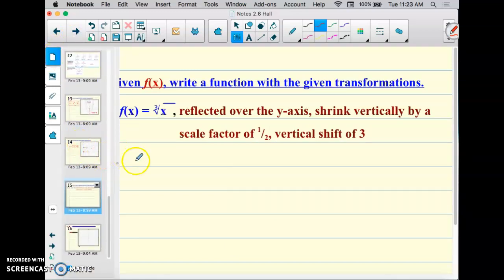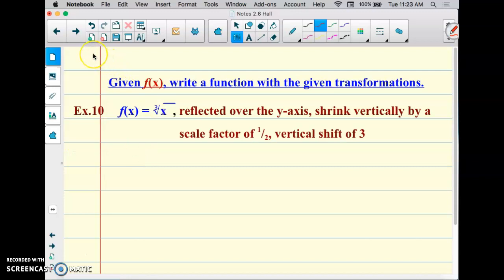Okay, so finally, a couple more examples here. Finally, example 10. Now we're going to actually write the equation based off the given information. It says, given f of x, which it looks like is the cube root of x, write a function with the given transformations: reflected over the y-axis, shrink vertically by a scale factor of 1/2, and vertical shift of 3. So let's just break this down.